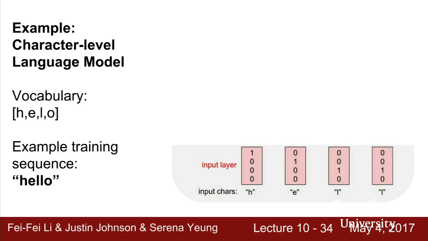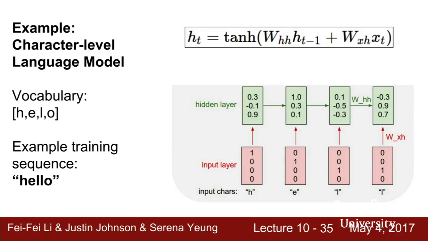In this example, we have this very small vocabulary of 4 letters, H, E, L, and O. And we have this example training sequence of the word hello, H-E-L-L-O. So during training, when we're training this language model, we will feed the characters of this training sequence as inputs, as x_t, to our recurrent neural network.